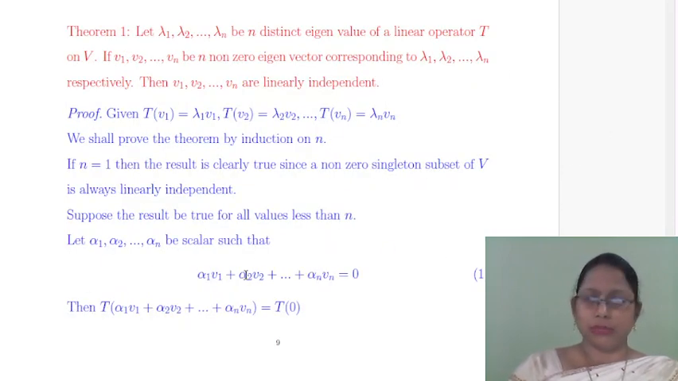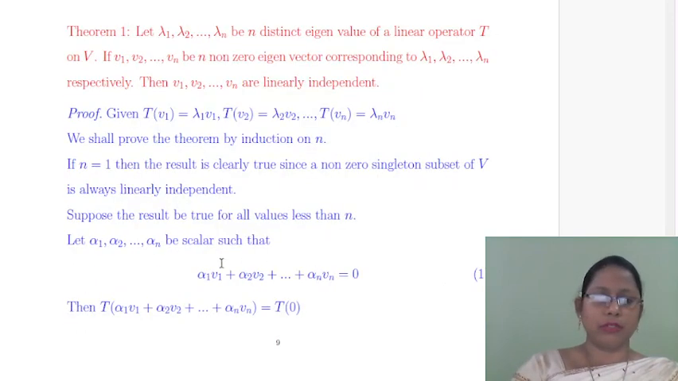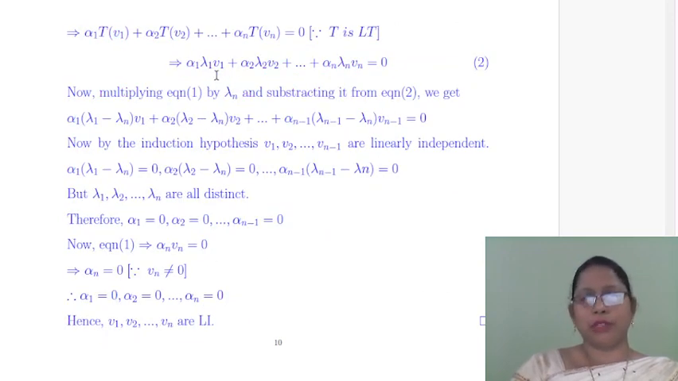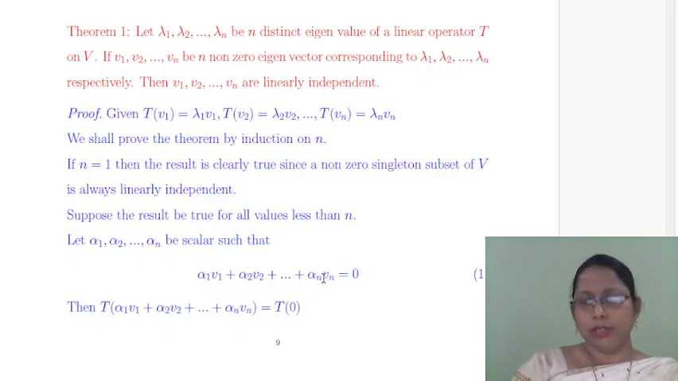Multiply this equation by lambda n and subtract it from 2. Here alpha 1 and b1 are common in both equations. Here it is lambda n, here it is lambda 1. Subtract lambda n from lambda 1, I will get this term. Similarly, in the second term, I will get alpha 2 times lambda 2 minus lambda n times b2, and it goes up to the last term, alpha n lambda n bn. Here if I multiply the first equation by lambda n, it will be alpha n lambda n bn. So the last term cancels out.